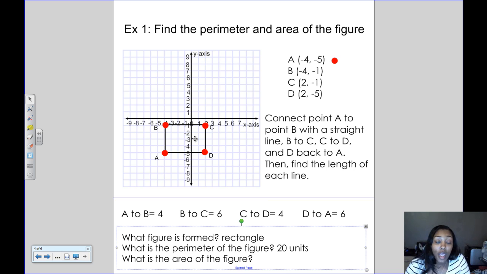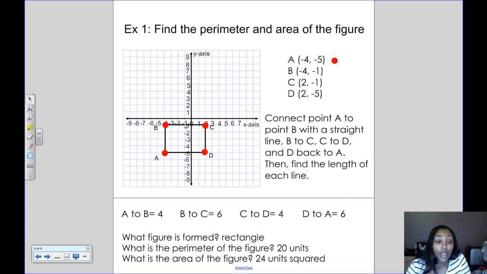Then we want to find the area. So one way we can find area is by counting the boxes on the inside. And another way is by using the formula length times width. So we know that the length of the rectangle is 4, and we know that the width is 6. So that means the area would be 24 units squared.